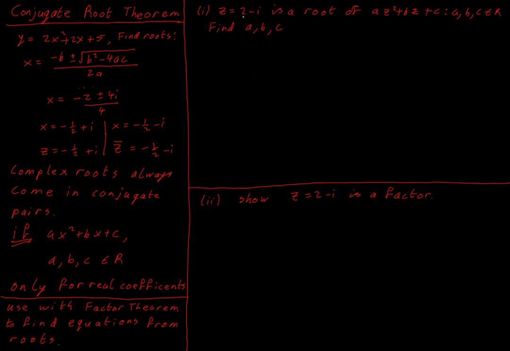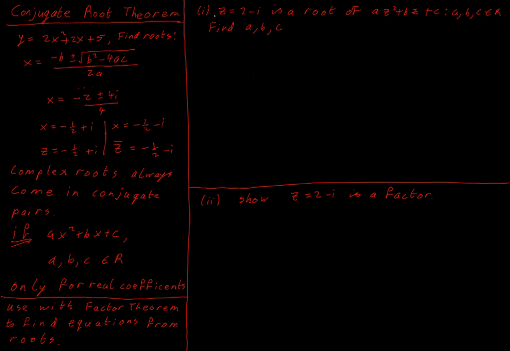z is equal to 2 minus i is a root of az squared plus bz plus c, where a, b, and c are real. Find a, b, and c. Now I can see that this is a quadratic type equation. I have z's instead of x's because I'm dealing with complex numbers. And I'm told that a, b, and c are real. That means I'm able to use the conjugate root theorem, because a, b, and c are real, and only then.